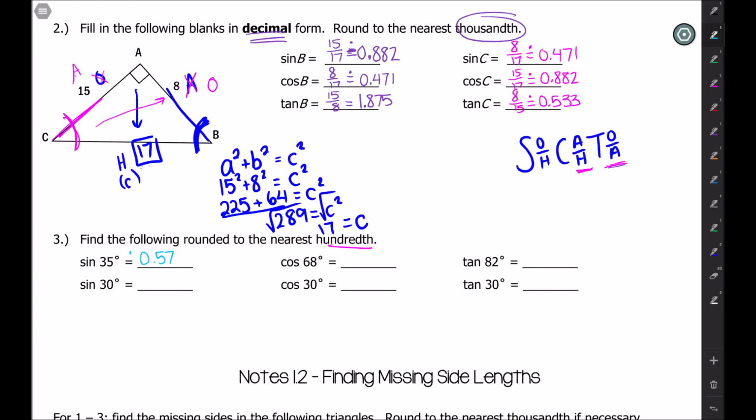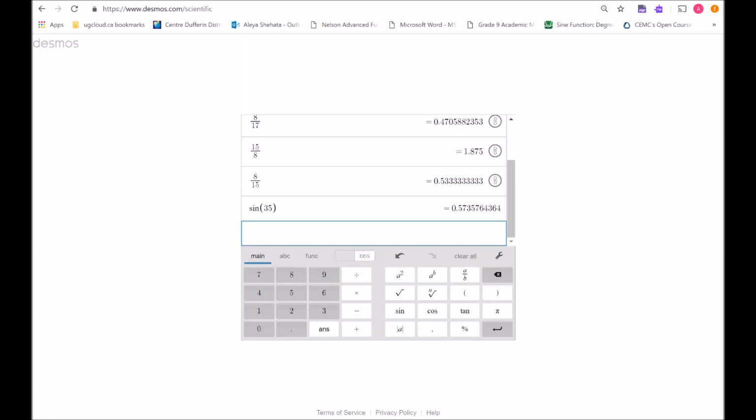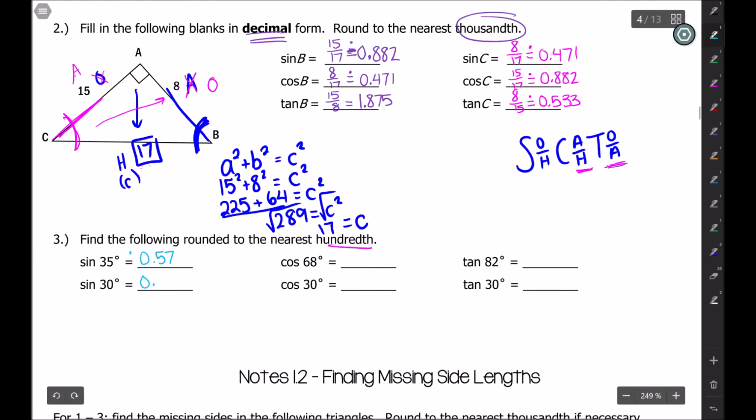Okay? The next value that we have is sine of 30. So same thing, I'm just going to type in sine of 30. Press enter, I get 0.5. No need to round because it's an exact answer, and there we go.